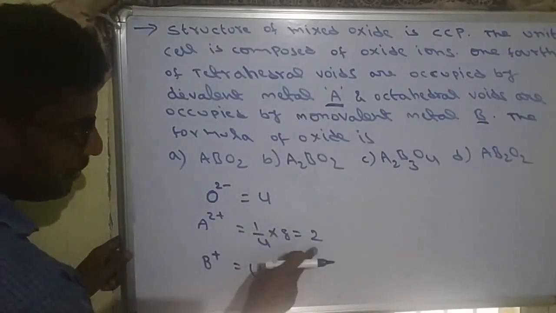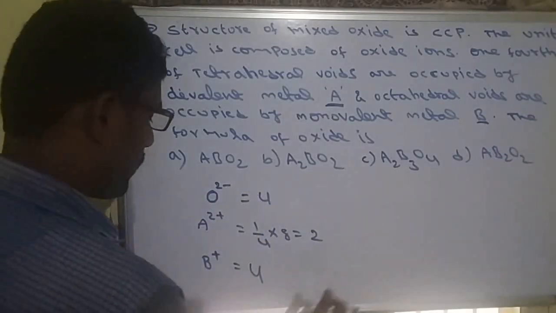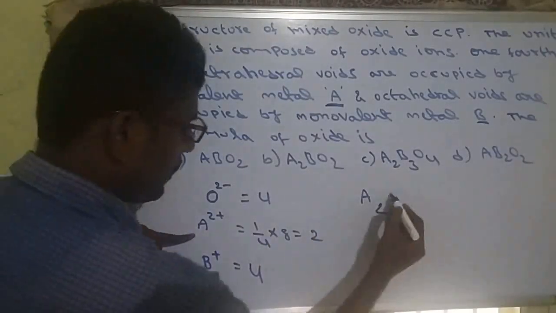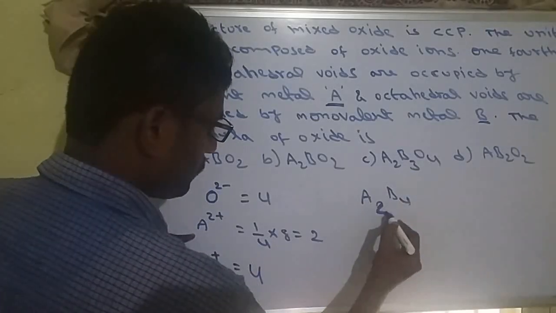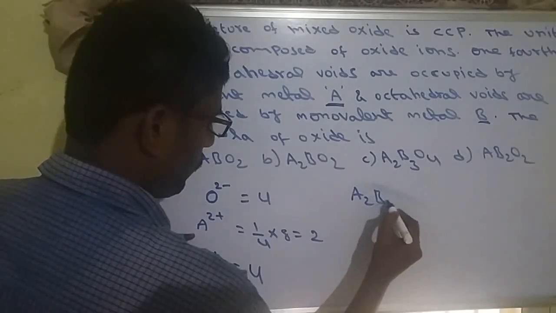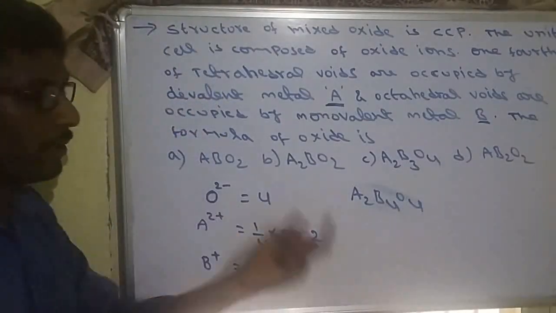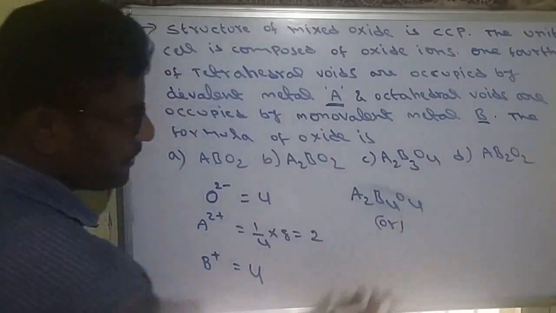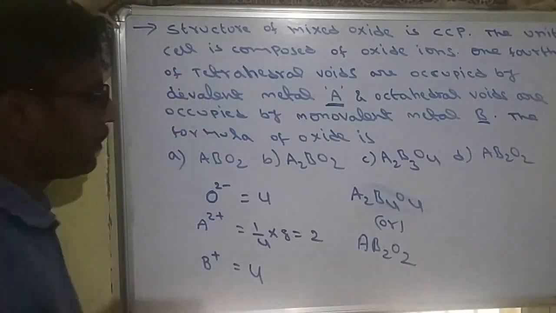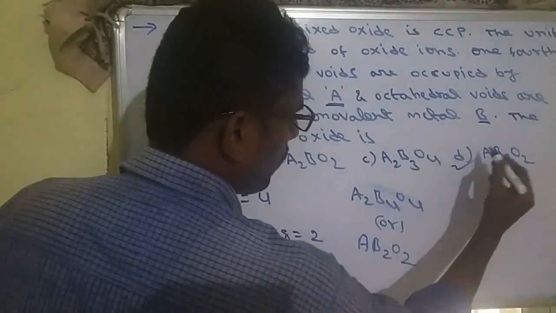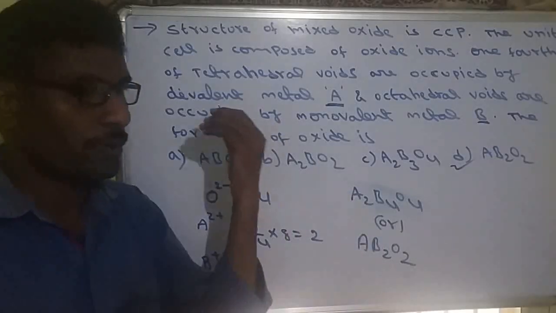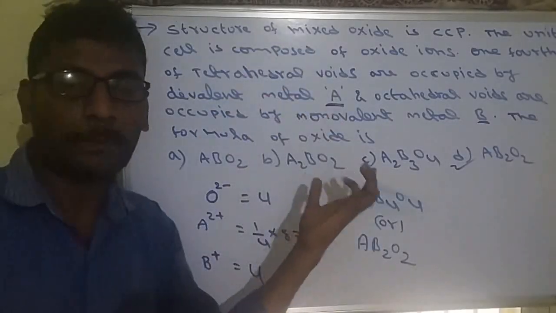So the number of oxide ions is 4. A metals are 2, B metals are 4. So the ratio in the formula will be A is 2, B is 4, and O is also 4. A2, B4, O4. When we take the empirical ratio, this will become AB2O2. AB2O2, option D, is the correct answer. So it is a very simple question, and such questions are most important.